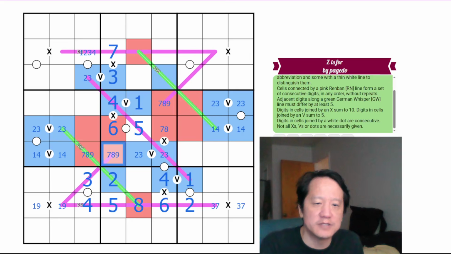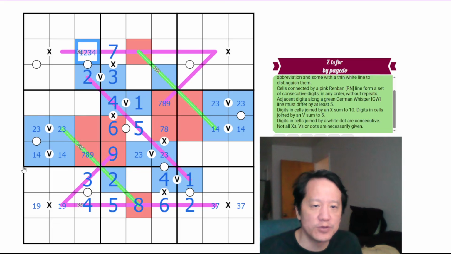That means this can't be 7. It cannot be 8 because of the 7 and 8. The 7 in the column and the 8 in the Renban. So this must be 9. 3 eliminates 3 here, so that's 2, which is consecutive with 1 or 3. This cannot be 3 because of 3 in the column, so this is a 1.